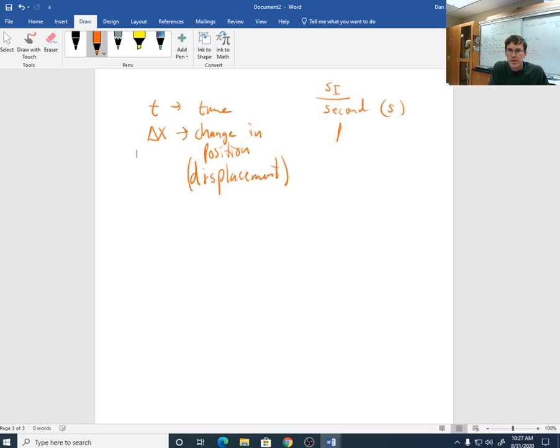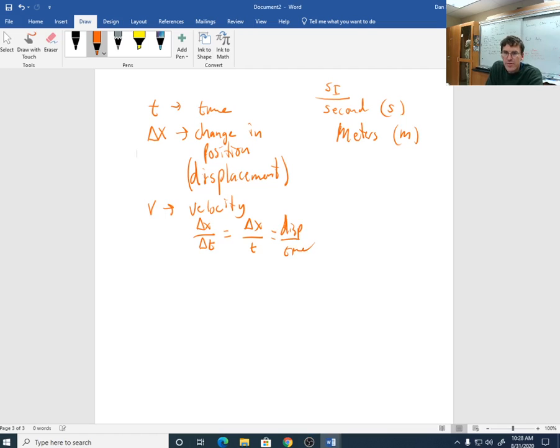And that will be in meters, is our SI unit. Okay, velocity is change in position over change in time. I'll usually just call that time, sometimes I drop off the delta. It's really change in time, but sometimes I'll just call it time. So change in position over change in time, and so that's also called displacement over time.